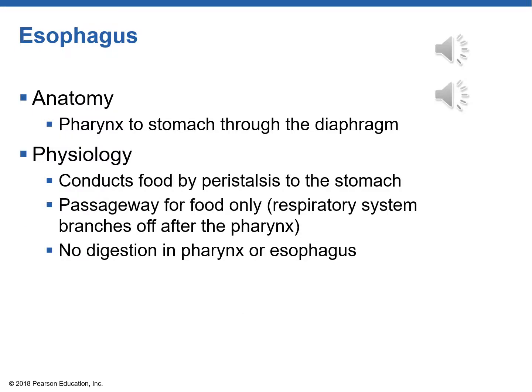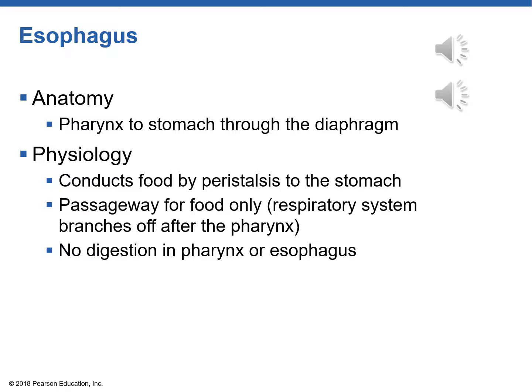Also, I want to add that there is a sphincter at the top and the bottom of the esophagus. Sphincters are muscle bands which can constrict and they can relax. The upper esophageal sphincter is at the most superior portion of the esophagus. The lower esophageal sphincter is also called the cardioesophageal sphincter. It is between the esophagus and stomach.